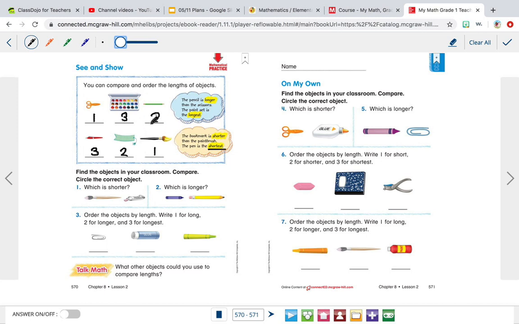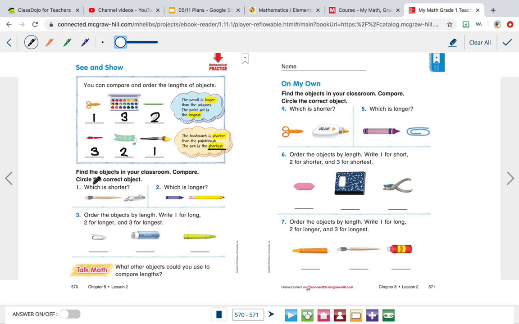So the numbers are mixed here. In this one, 3 is the longest. In this one, 3 is the shortest. And that's just because if they're looking for the longest, that means 3 is going to be the longest. But if they're saying which one is the shortest, then the shortest number is going to be 3, okay?